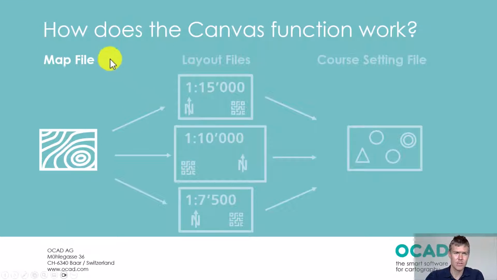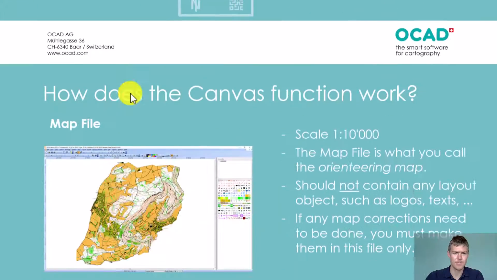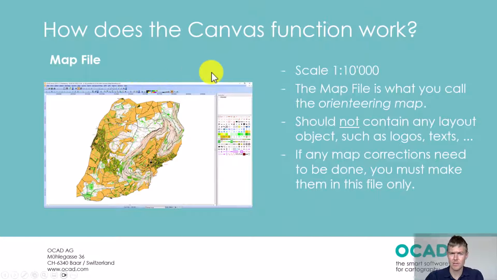Let's have a closer look at the map file. The map file, in this example 1 to 10,000, is what you call the orienteering map. And the map file should not contain any layout objects such as logos, texts, etc. if you want to use it for the canvas function. And now if any map corrections need to be done, you must make them in this file only.